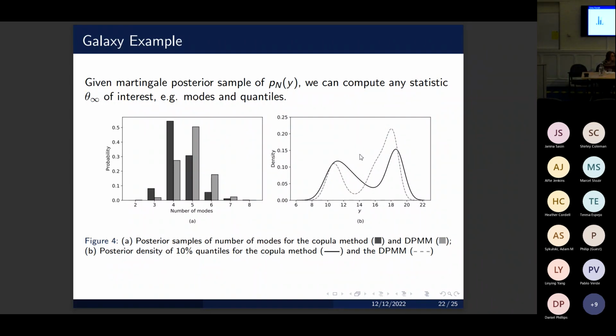We can see that the Copula method actually prefers 4 modes, whereas the DPMM prefers 5 modes. And then on the right, we also have a posterior density plot of the 10% quantiles. Of course, we get a random density at each posterior sample, so we get a random quantile. And we can see that, again, the distributions are somewhat comparable, but once again, a little different.